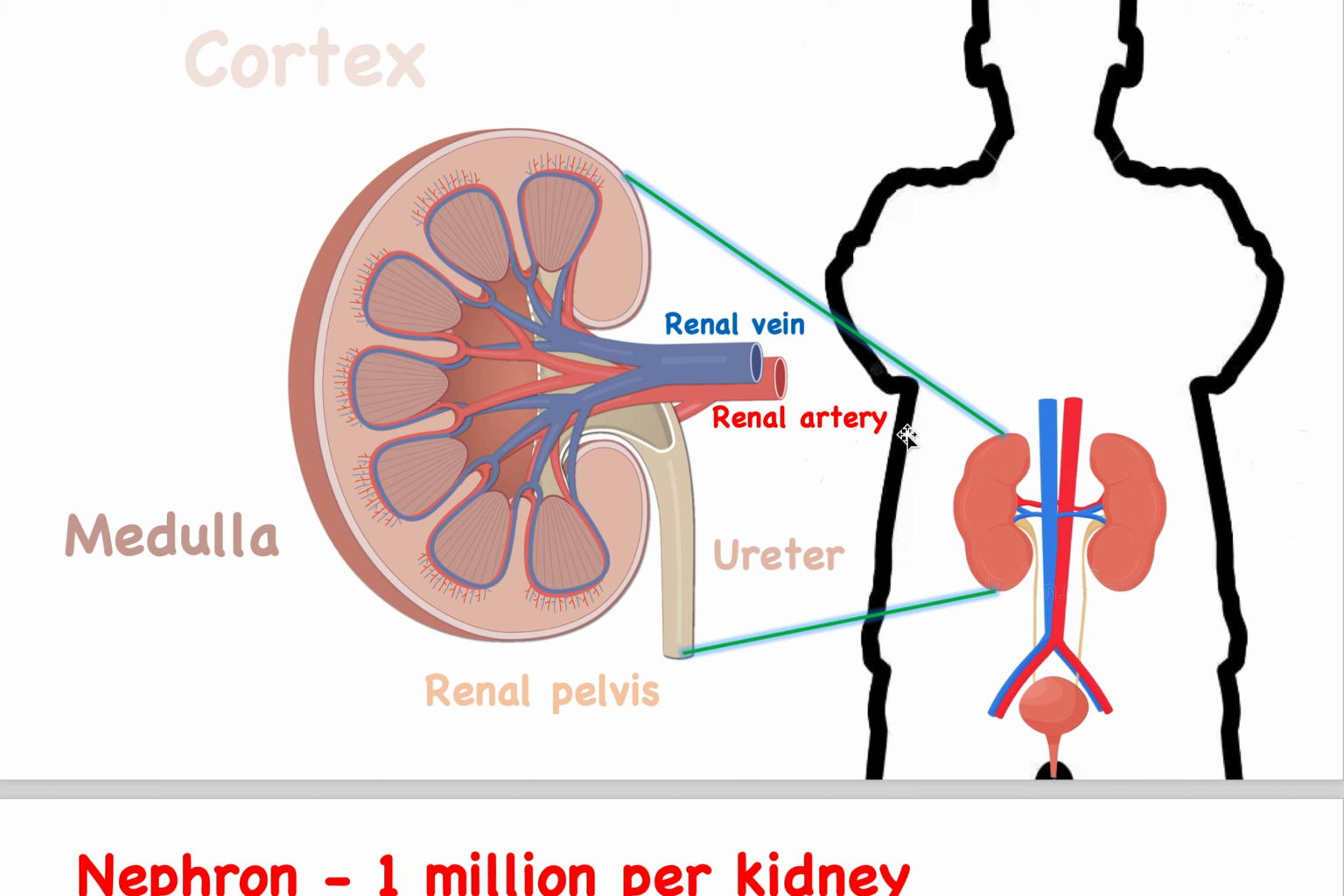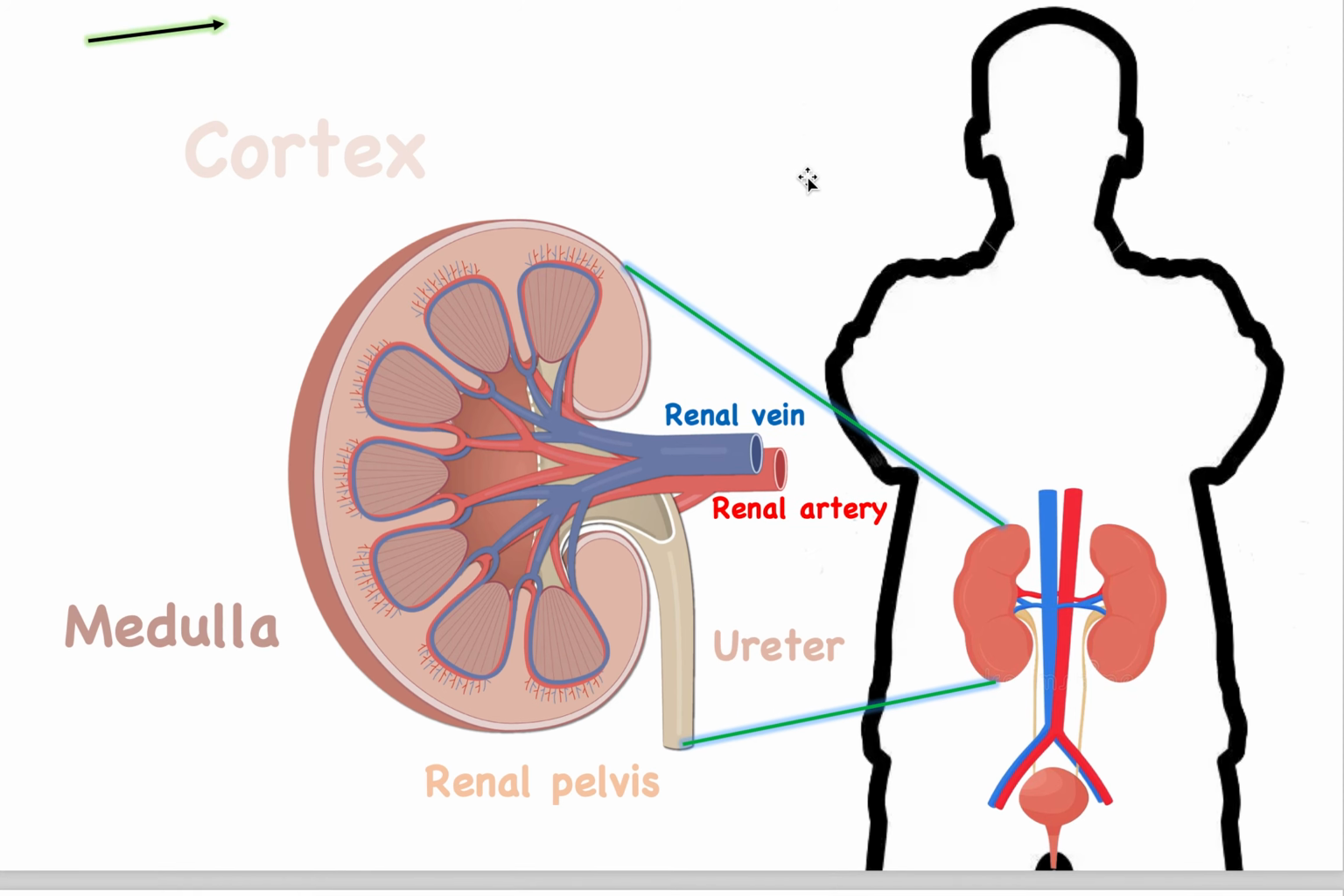So here we cut it open, so we're still looking at this one. And now you can see this renal vein and artery. So here's the renal vein, and this is the renal artery. So the renal artery brings the unfiltered blood in here, and the renal vein brings the filtered, clean blood out. Okay, and the bad stuff goes into this ureter. Okay, now let's follow this picture.